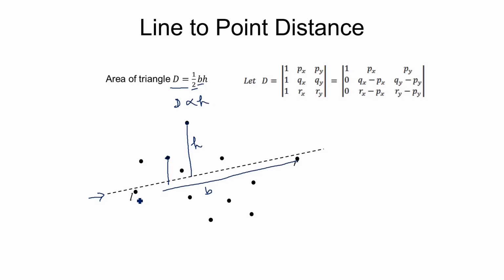So if this point is P and this point is Q, then the determinant D can give us an estimate of the distance of r from PQ. Similarly, when this point is represented as r, then D can provide us with an estimate of the distance of r from the line PQ. So as long as we know the coordinates of 3 points, we can find the distance of one point from the line joining the other 2 points.